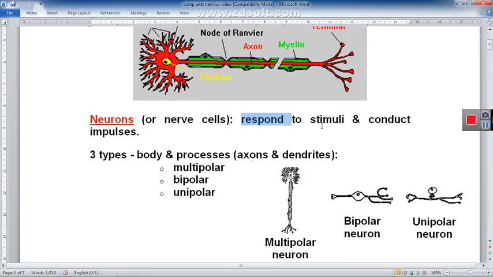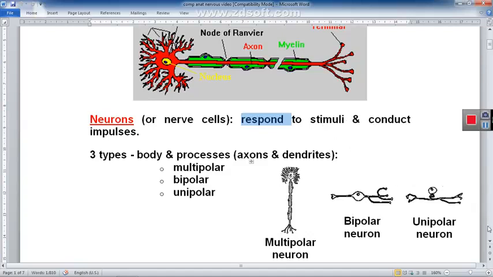One type of nerve cells that respond to stimuli are nerve cells in the retina. We have neurons in the retina of the eye, in which when the retina is exposed to light, the nerve cells in the retina will respond to light, forming the electrical impulse of vision.